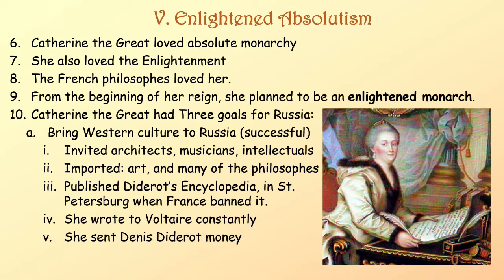Catherine the Great loved absolute monarchy, but she also loved the Enlightenment. And French philosophers loved her. From the beginning of her reign, she planned on being an enlightened monarch. Catherine the Great had 3 goals for Russia. Number 1, bring Western culture to Russia, and she was successful at that.